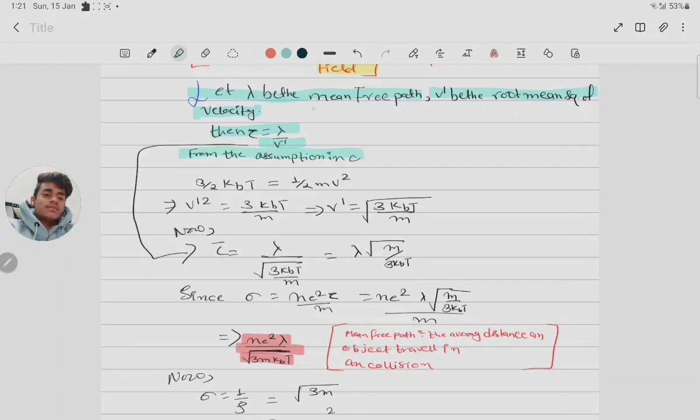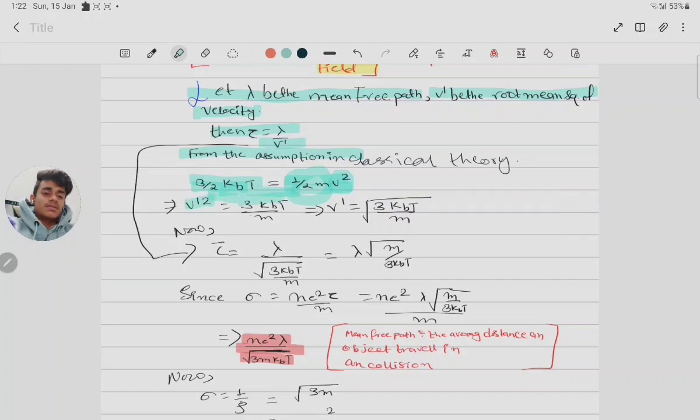From the assumption of classical theory, we know that 3 by 2 kBT equals 1 by 2 mv square. So we got this. After this, we are going to separate this v from everything here.